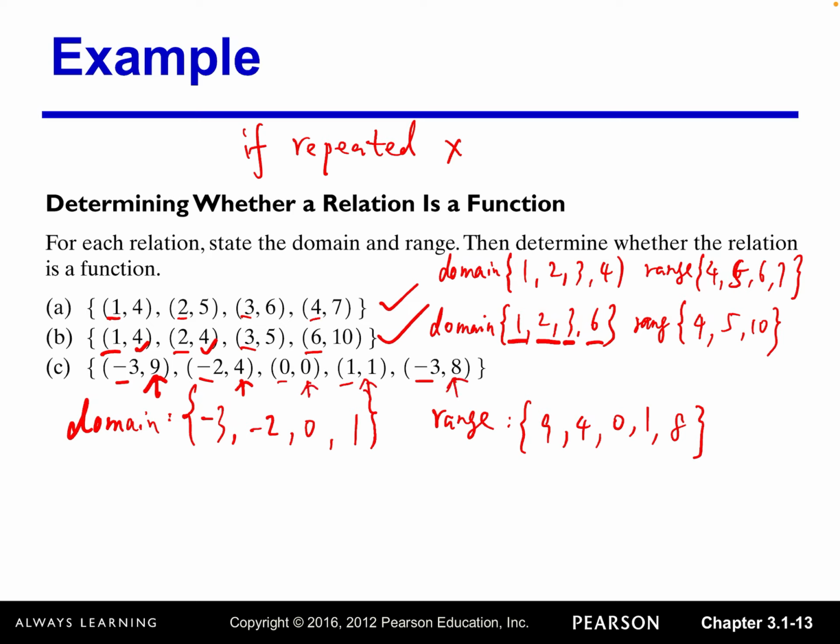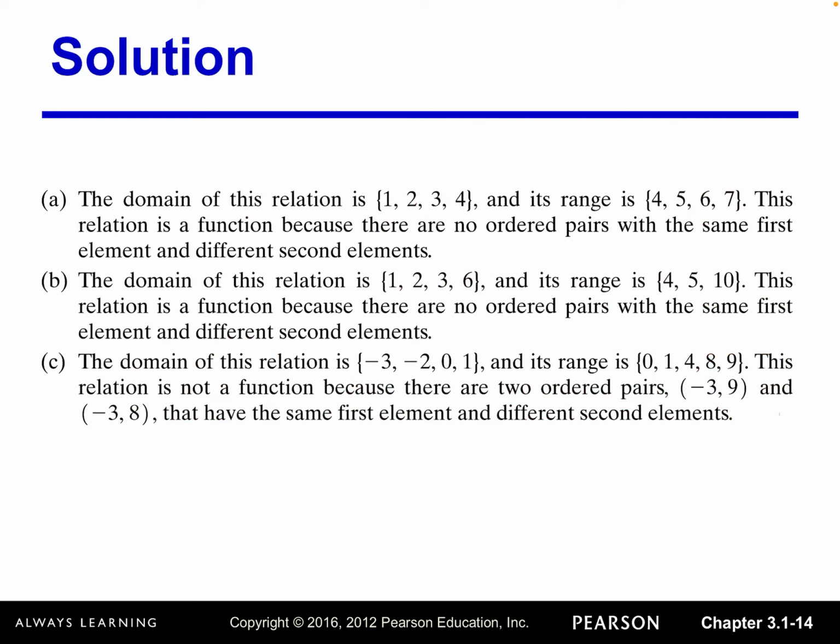So whether this represents a function or not, from the number of elements in the domain and the number of elements in the range, we know this is not a function, because the range has 5 elements, more than the number of elements in the domain. So we have one x, which is -3, paired with 2 y's, 1 and 8, 1 and 9. That doesn't match the function definition. So the C relation is not a function.